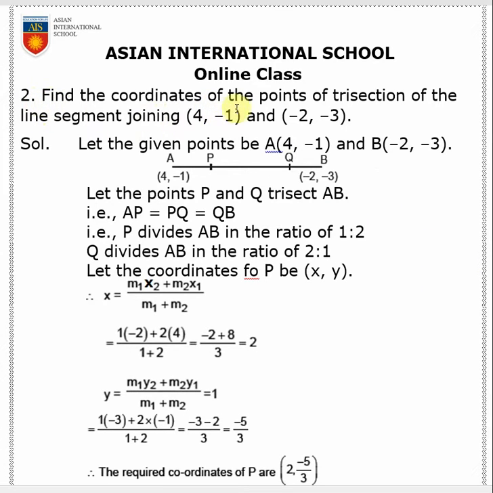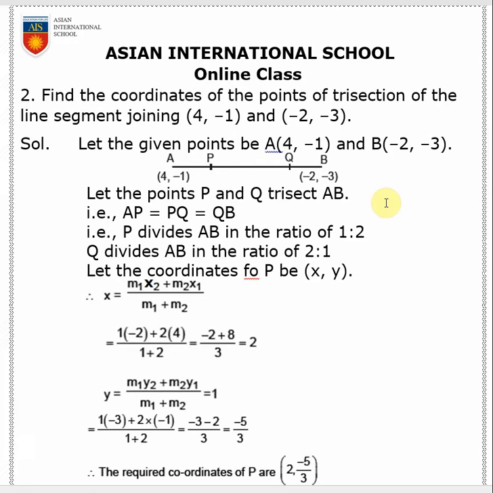Find the coordinates of the points of trisection of the line segment joining (4, -1) and (-2, -3). Okay, in this sum the ratio is directly not given. It's only called trisection, but we know that trisection means equal 3 parts. Just like bisection means equal 2 parts, trisection means equal 3 parts.